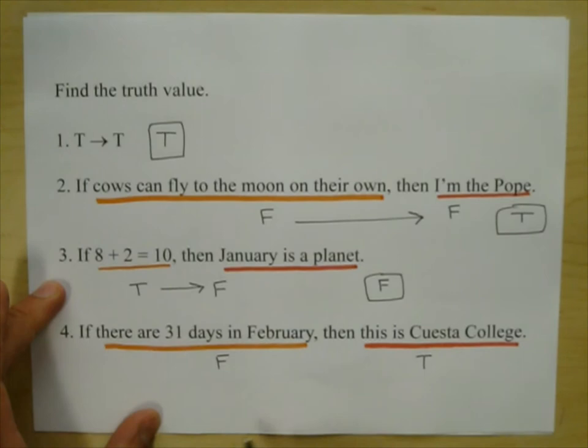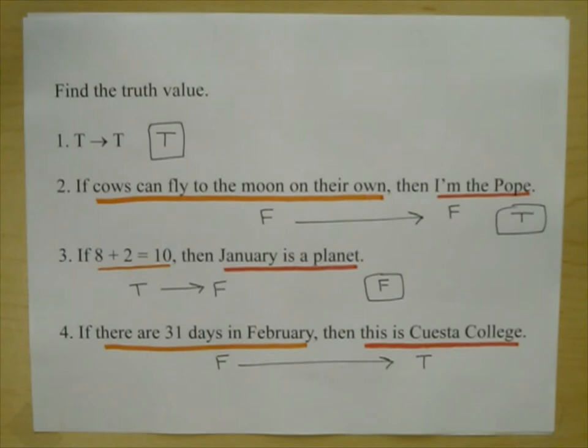Now we're going to analyze the whole statement. If false, then true. Well, we already have if false, so we're pretty much set there with knowing what the answer is. If false, then true happens to be a true statement. So if there are 31 days in February, then this is Cuesta College is a true statement. Now, is it a statement that is going to bring value to your life? No, but it is a true statement. And so the conditional really is when things start getting a little bit weird, but all of this is legitimate. This is logic. A lot of people are learning this. So let's go ahead and do another few problems where we're finding the truth value. And all these problems will seem a little bit familiar because we did them when we did the last section.